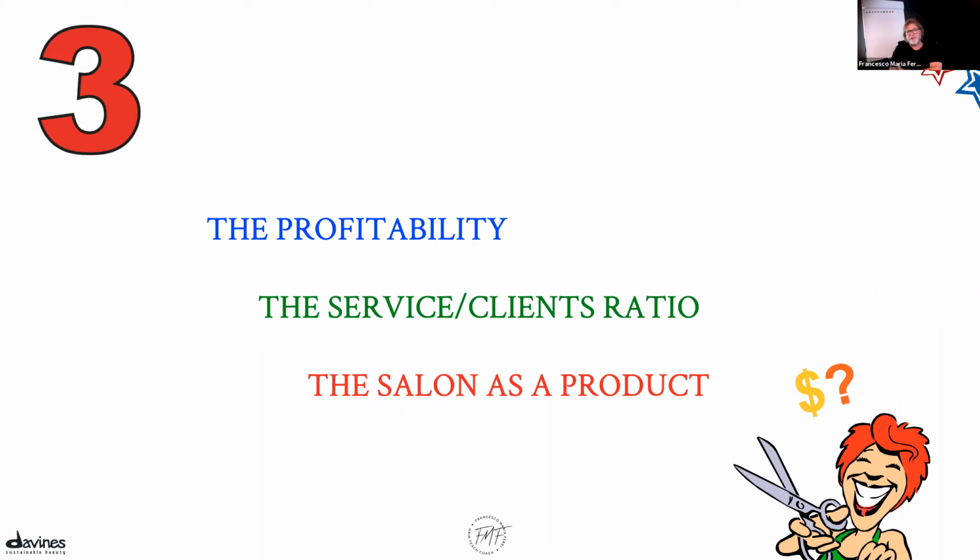One is the profitability, which is somehow what you tried to do, right? One is the service client ratio, which is not what you did, or partially you did, right? The third one is observing this hair salon as a final product. Clear? Now we're going to go through these three, but I just want to list them out.